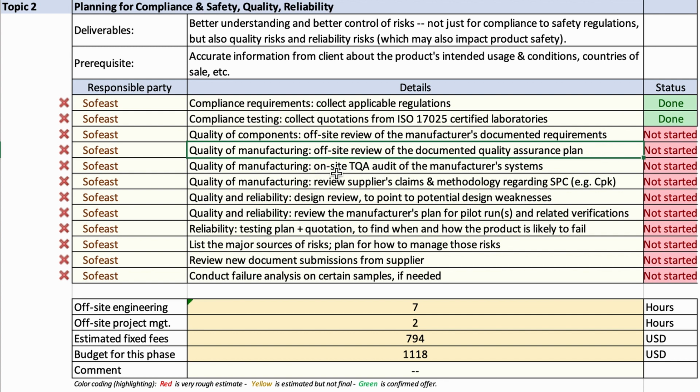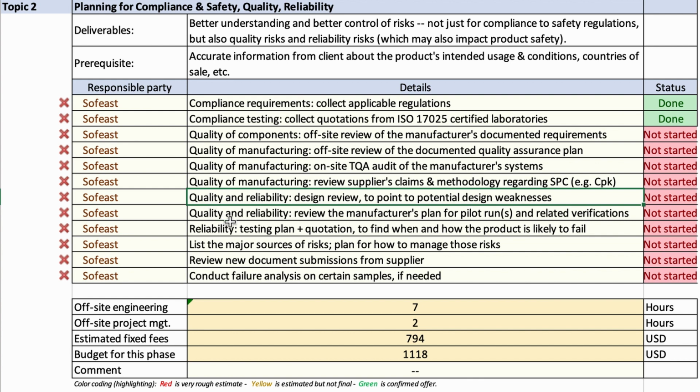Then on site, we can go on site and do a technical and quality audit, right, on their quality systems, looking at their processes. We can also look, for example, if they say, well, we have a very strong system, we are certified to this and that standard, and yes, we do use statistical process control and things like that. We can actually look at that, and sometimes it turns out that it's really not effective.